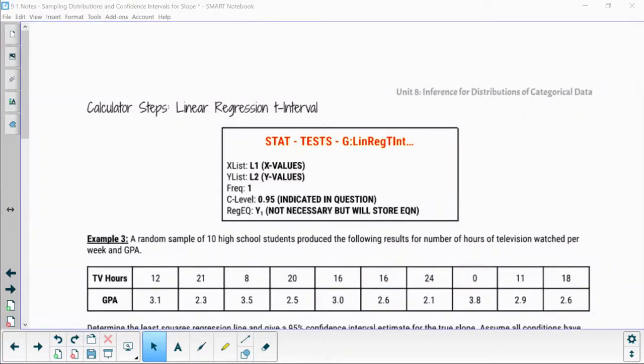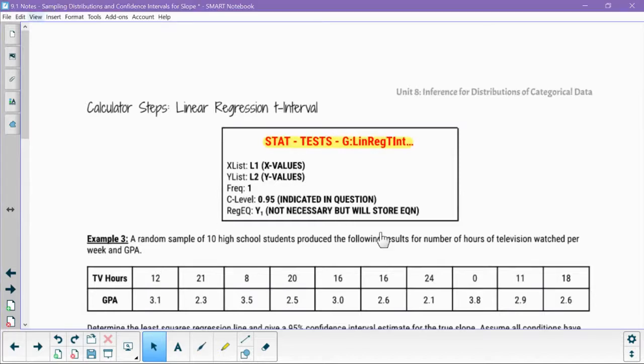Hopefully that last problem made you feel a little bit better about linear regression T intervals. Now, I don't want you to worry if you do encounter a problem and they don't give you a computer output. We do have a calculator function that allows us to do this test pretty quickly and pretty easily. So STAT, TESTS, G, LinRegTInt is going to create a confidence interval for linear regressions. L1 will be our X list, L2 will be our Y list.